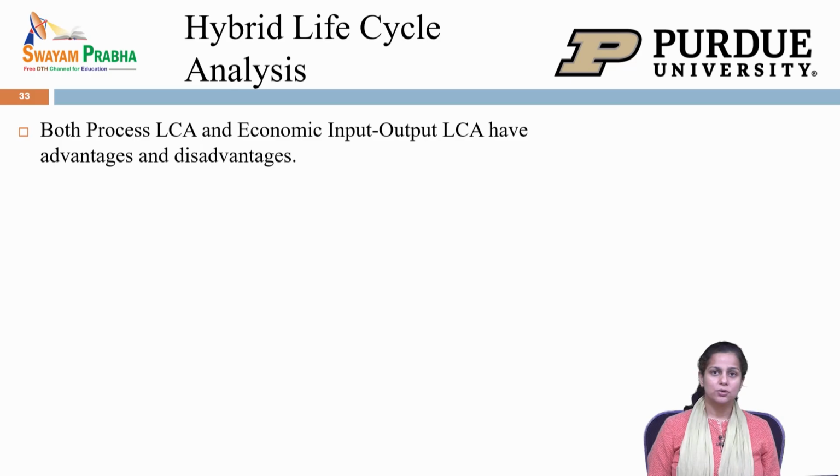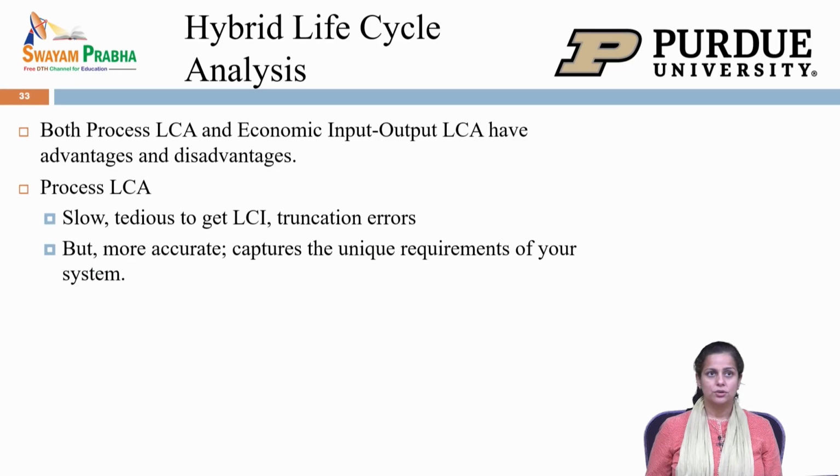So far in the course, we have learnt about process LCA and economic input output LCA, and we have seen the computational structure for both. We have seen that both have advantages and disadvantages. When you talk about process LCA, we have to look at the most important processes. It is slow and tedious to get LCI, and since we are focusing on most important processes, we have truncation errors. But of course, it is more accurate because you are looking at the more specific processes that are important for your LCA and your system boundary.